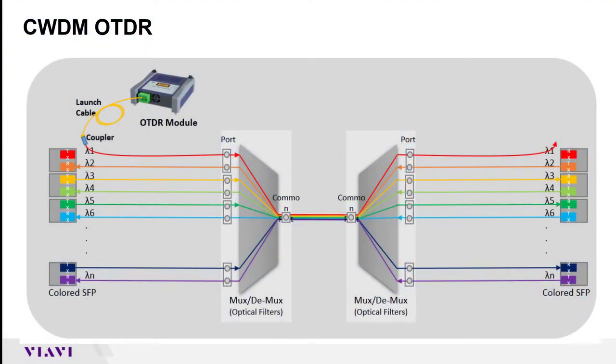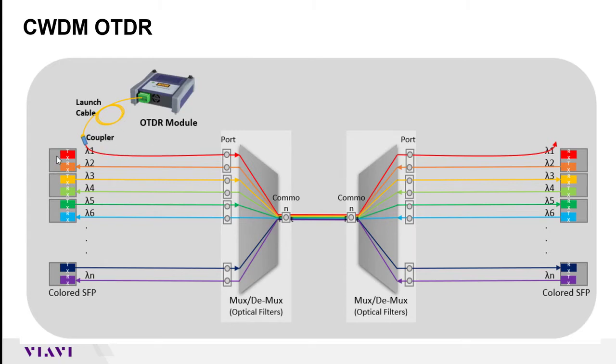The CWDM OTDR module will work just like our other standard OTDR modules, other than the fact that the wavelengths it transmits at will now be one of the 18 CWDM wavelengths. And the main advantage of this is in a CWDM wavelength, you typically have passive devices like muxes or demuxes that will filter out all wavelengths but that specific CWDM channel.